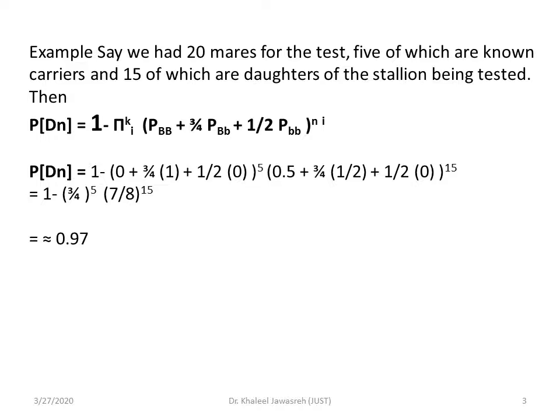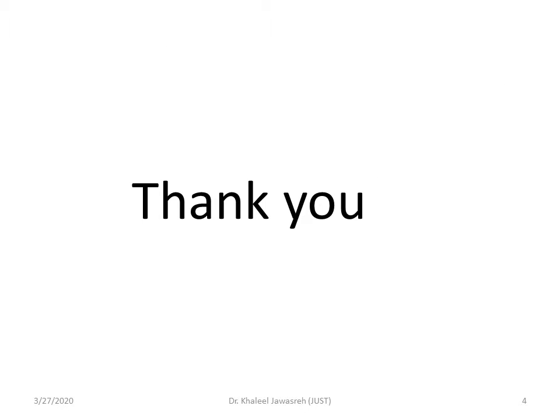Since they are daughters, if the stallion is a carrier, half of them will be B capital, and the second half will be B small. So 50% will be added to the probability of being B capital, plus the 0.5 multiplied by 3/4 for being heterozygous, B capital B small, and 0 for B small, and we apply 15. The n will be 15 for the daughters and 5 for the non-carriers, and this will yield 97% overall. And thank you.